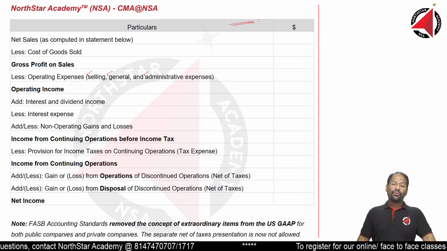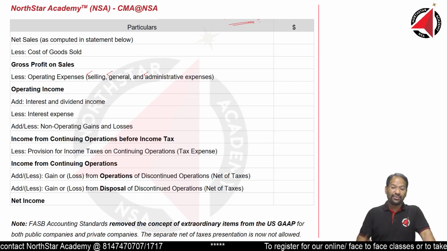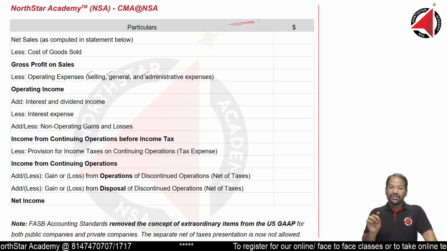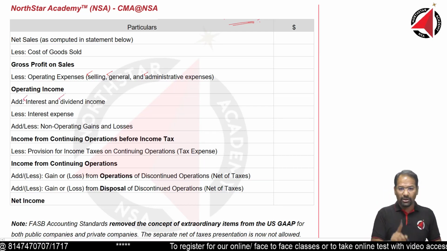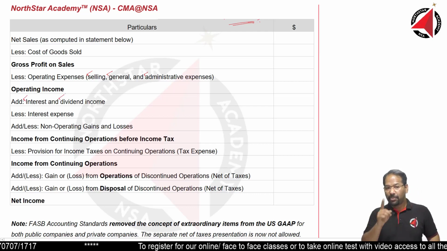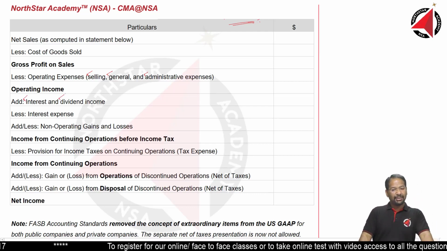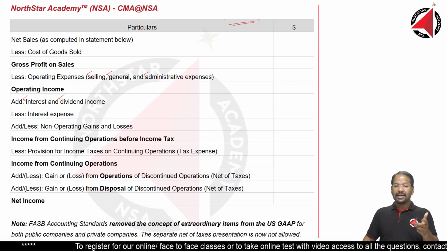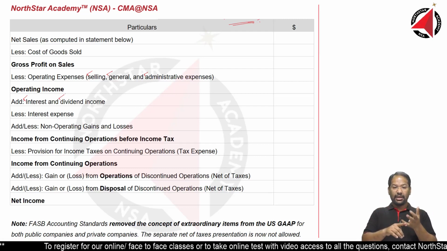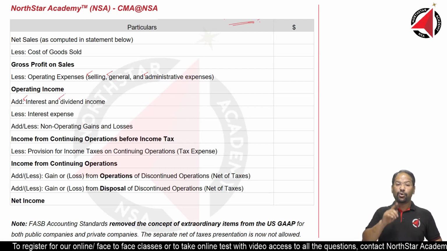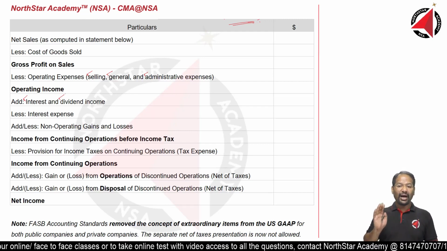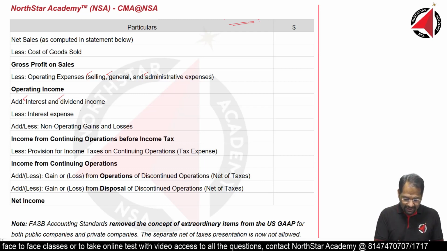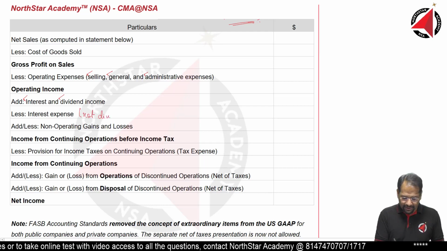Very good. From operating income, we add interest and dividend income. Remember, interest and dividend income. This is very important because separately in another topic I will use it. So keep remembering, operating income, add interest and dividend income. But while subtracting, we subtract only interest expense. We do not subtract dividend expense. Why? Later I will tell you. For now, just understand: while subtracting, we subtract only interest expense, not dividend expense.